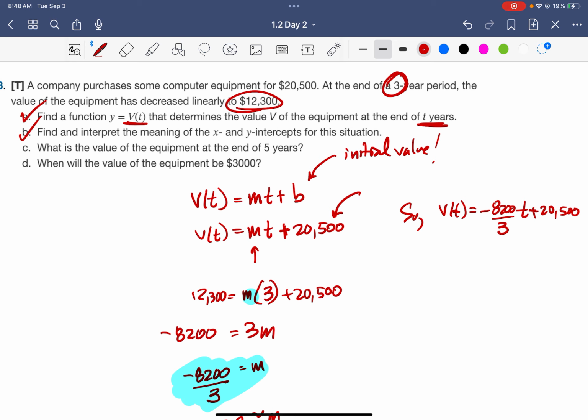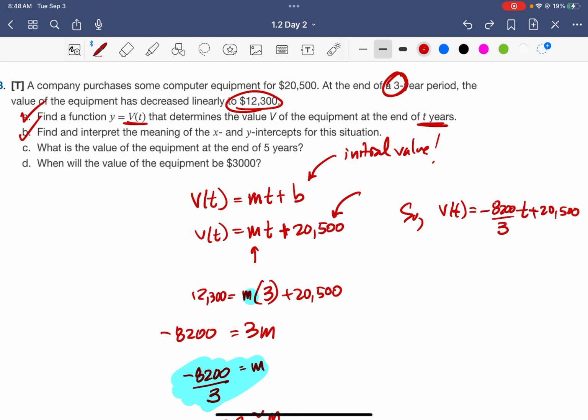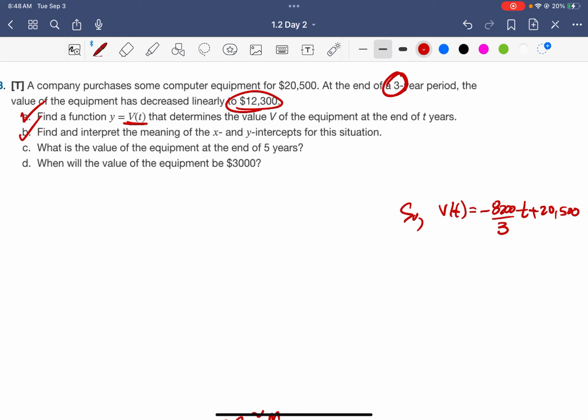So for part B, x and y intercepts, I would say, let me go ahead and move some stuff over. I'll just erase because you've got all that. So they are wanting to know where.